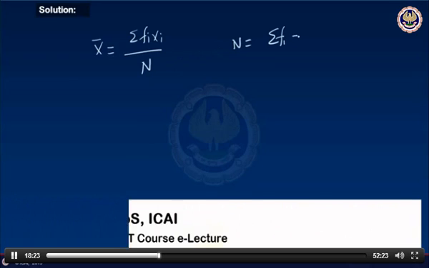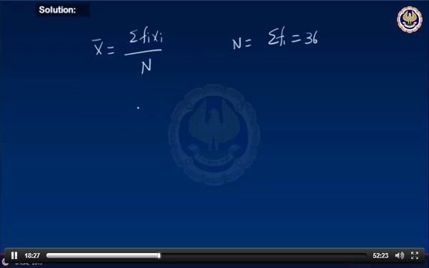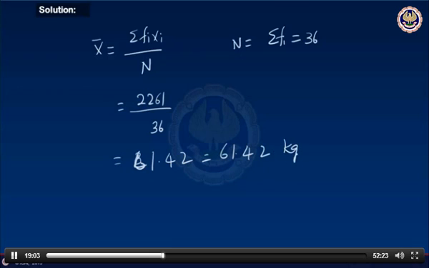In the next slide, by using the earlier table values, x bar equals summation of fi xi by n. The n is nothing but the sum of the frequencies, which is equal to 36, and already we have found in the earlier table the summation of fi xi value is 2261, and the n value is 36. By dividing this, we get 61.42 kgs. This is the average weight of the students.